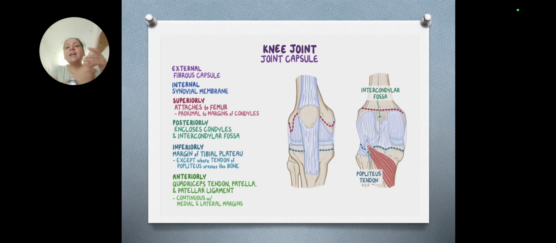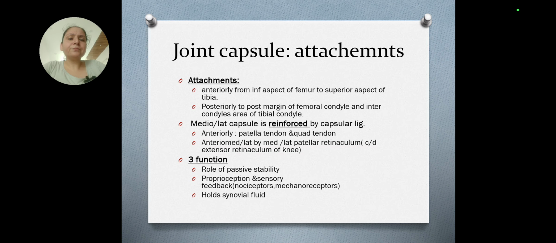It is also known as the extensor retinaculum of the knee. Now the extensor retinaculum of the knee is basically a fascia. If I can show you a picture over here. Okay, let me go through the slide. Anteriorly, from the inferior aspect of the femur to the superior aspect of the tibia is the attachment, and posteriorly to the posterior margin of the femoral condyle to the intercondylar area of the tibial condyles. Medially and laterally it is reinforced by the capsular ligaments. These capsular ligaments are part of the retinaculum. We will be talking about this in detail in the next slides.